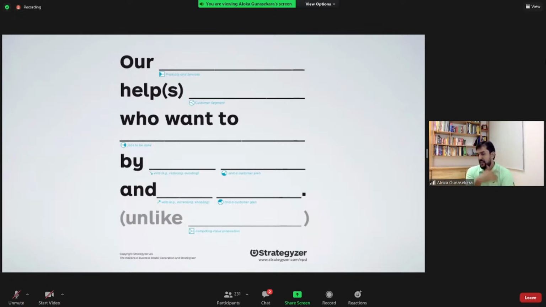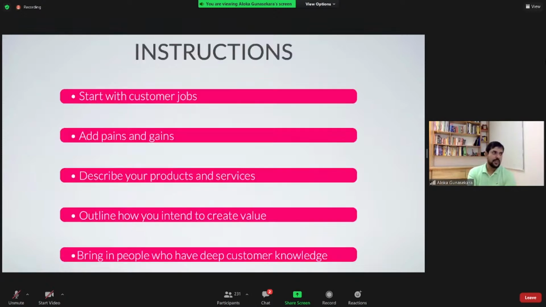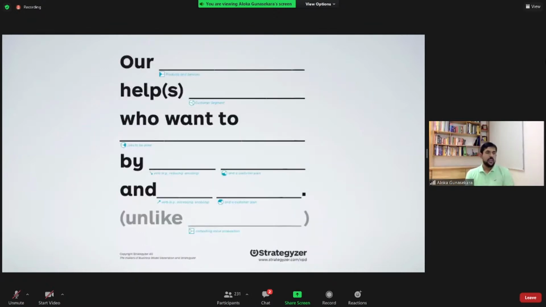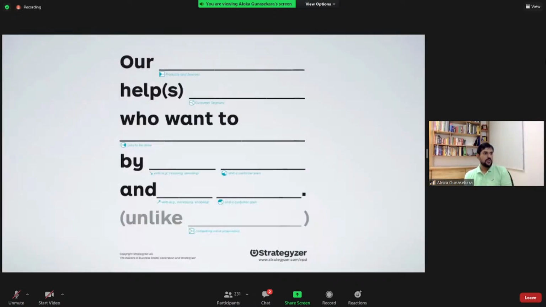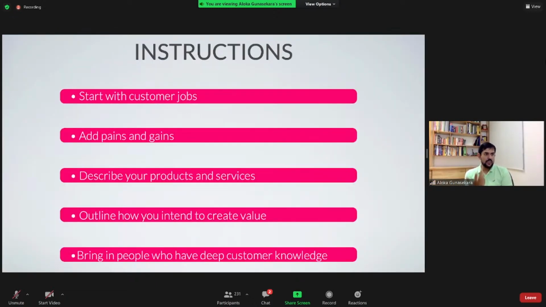Now, not much with the business model canvas, the value proposition canvas also has some instructions. Now, what are these? Start with customer jobs and pains and gains. Describe your product and services. So essentially what you have to do is you have to do the circle first and then only move to the square. So outline how you intend to create value, bringing people who have deep customer knowledge, so on and so forth.